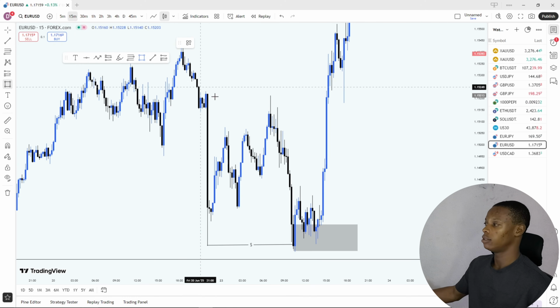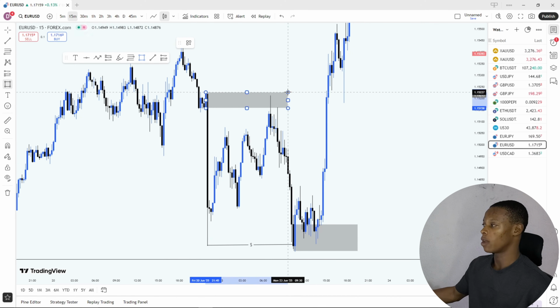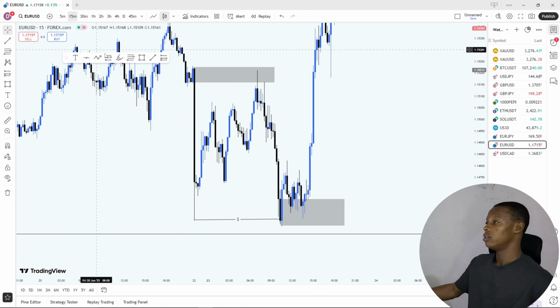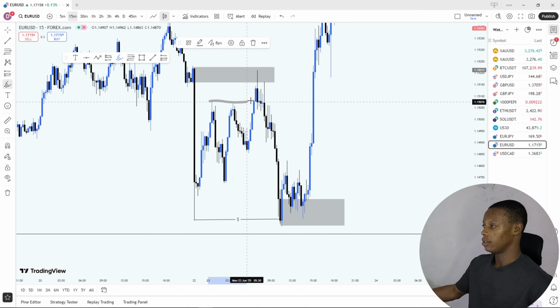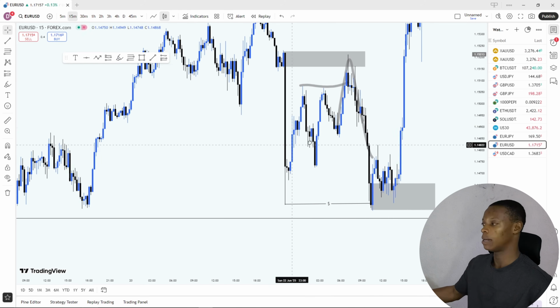Now another area, which is this order block right here, that's what I trade. Then what happened? High liquidity. It took out that liquidity, started selling. So literally this is how it's always happening.